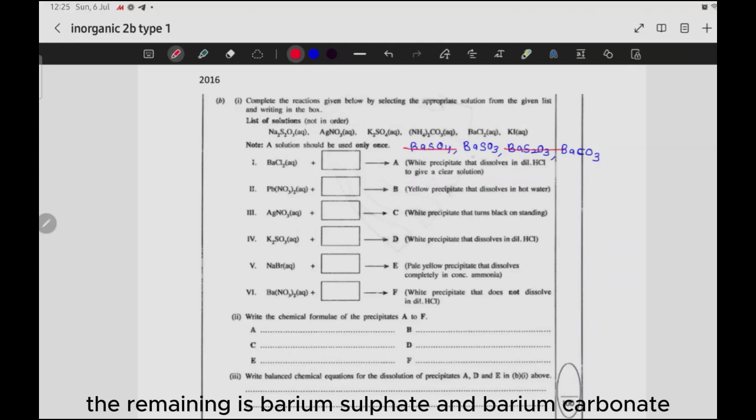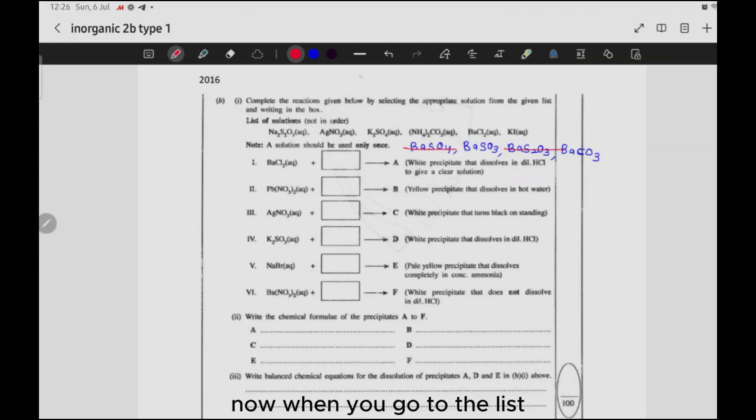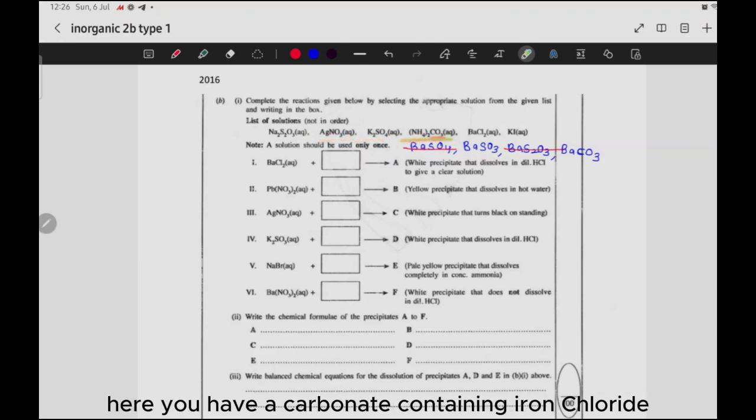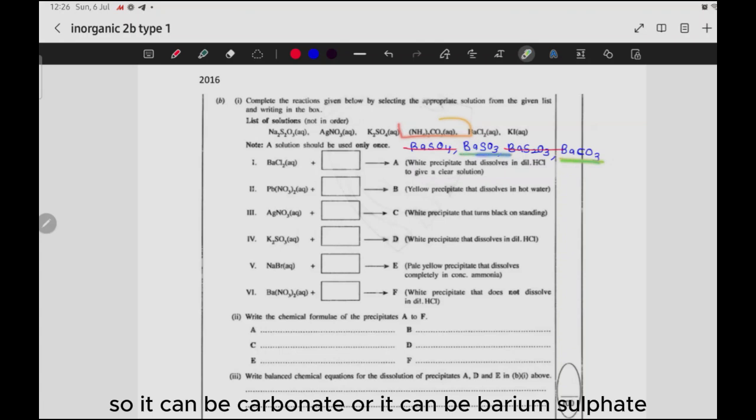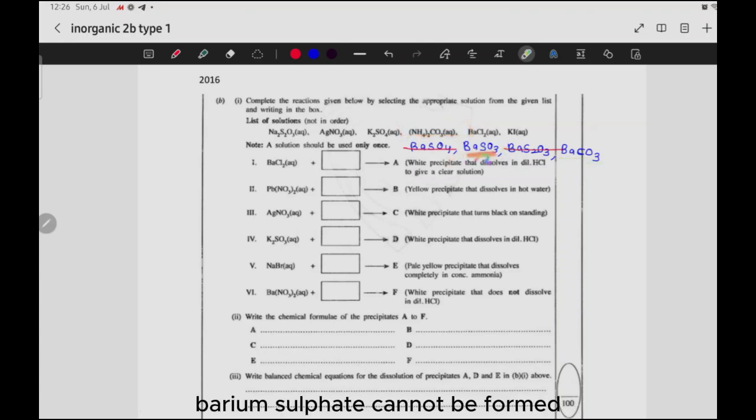So the remaining are barium sulfite and barium carbonate. Now when you go to the list, you can see thiosulfate is present, which is not a possible answer. Nitrate definitely won't come, sulfate won't come. You have a carbonate-containing ion here. So it can be carbonate or it can be sulfite, right? So barium sulfite cannot be formed because the anion SO3 2- is not present in this list, right?